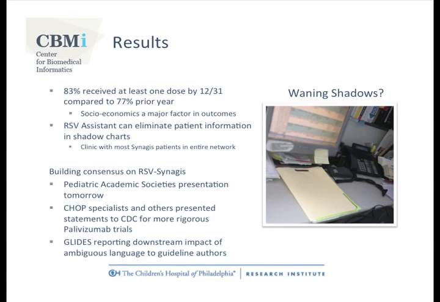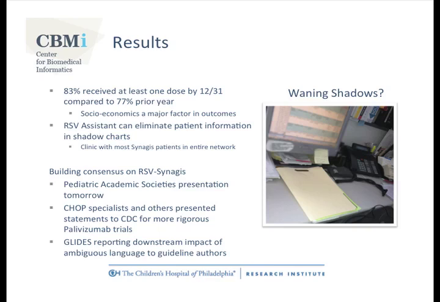So to help promote consensus on RSV Synagis, the project has a few outreach activities and hopefully many more to follow. First, one of our pediatricians, Dr. Anik Hogan, who worked on the project, is presenting tomorrow at the PAS conference on our initial analysis of RSV Synagis outcomes and the poor outcomes to bring more attention to this issue. Second, one of our preemie experts who worked on the project went to the CDC last year, and along with a lot of people from all over the country, pushed and read a statement for more rigorous Synagis trials, palivizumab trials.